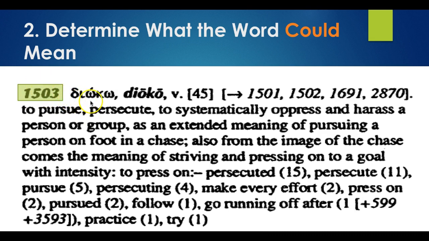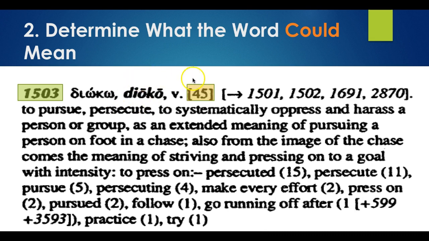We see behind 1503 is this Greek word. This is written in the original language. Then we see what's called the transliteration. They have transliterated it into English. So this word dioko would be written like this if we were to write it in English. The omega here would be written like an O, the kappa as a K, the omega as an O. So this helps us to think through how to say it in our language.